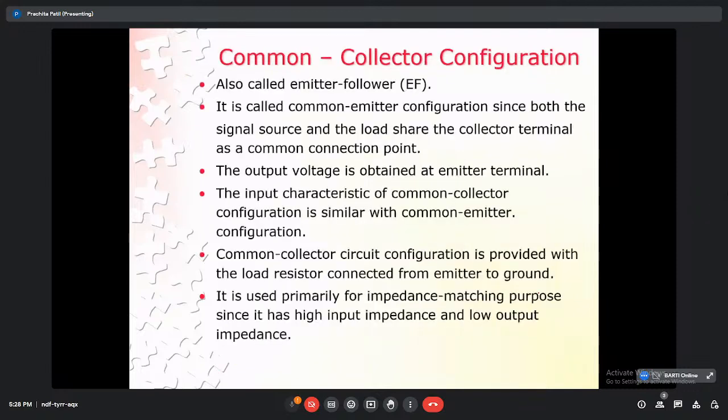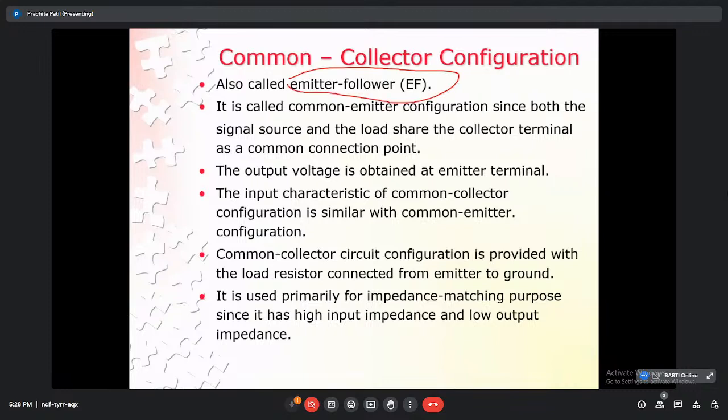So like the last configuration, we can discuss, and then we can stop, the common collector configuration. For competitive examinations, you must remember here, this common collector configuration is called the emitter follower. It is also called the emitter follower.